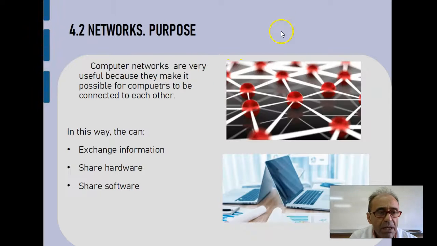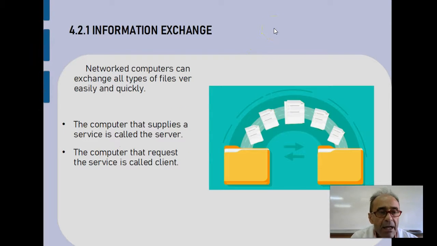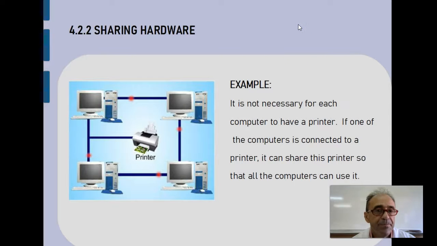What is the purpose of making a network? The main purpose is sharing, whether hardware, software, or exchanging information. Regarding the way the information is exchanged, we have two types of computers: computers that supply the information and computers that request the information. The computer that supplies the information is what we call a server, and the computer that requests information is what we call a client computer.